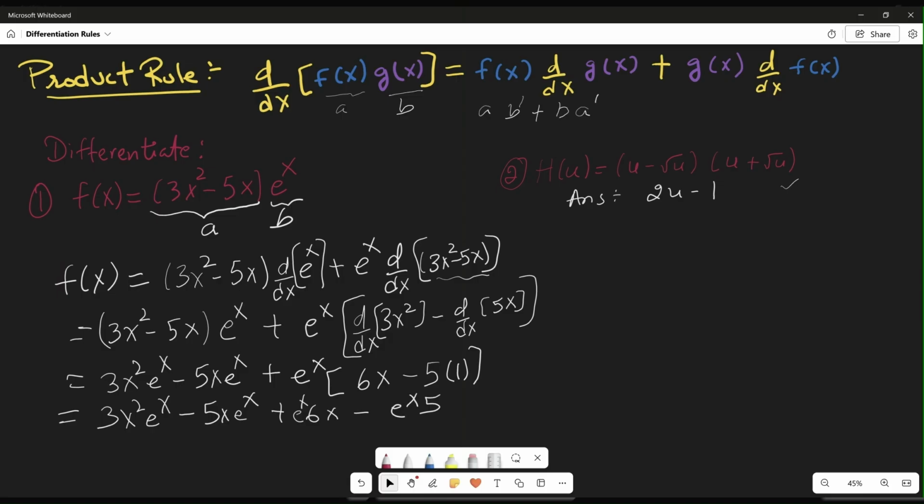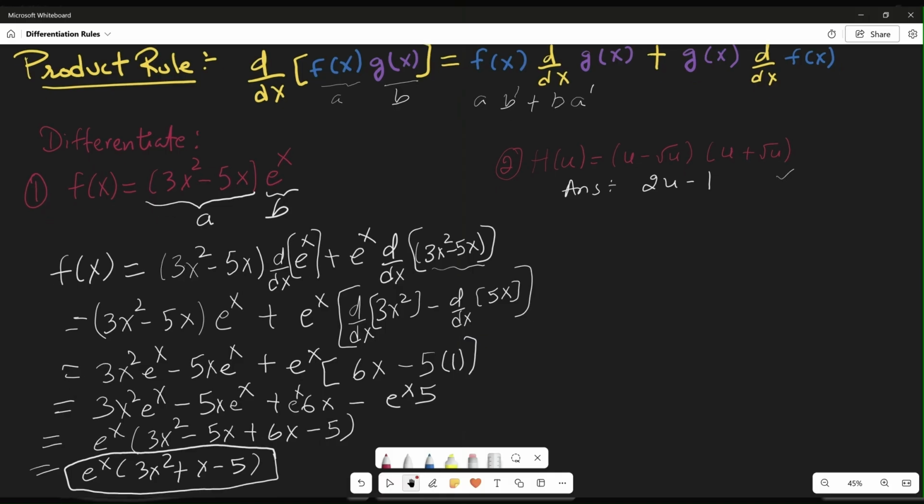Correct? So it looks like e to the x is common. Let's organize this in the same pattern, coefficient times variable, to make it easier. Let's take e to the x common now. So we have 3x squared minus 5x plus 6x minus 5. And as you can see, 6x minus 5x is simply x, and this is our answer. Positive x, 6x minus 5x, so make sure you're paying attention to the signs as well.